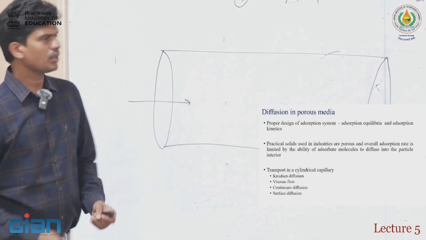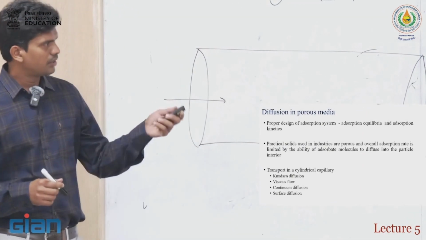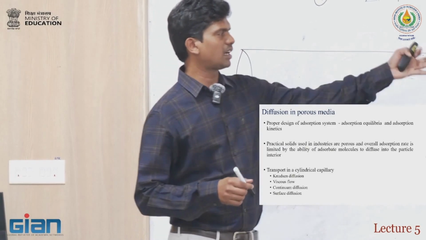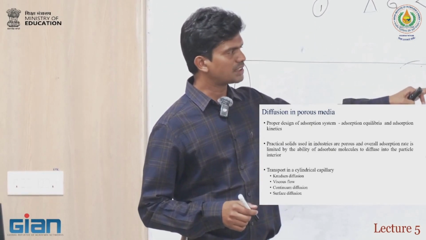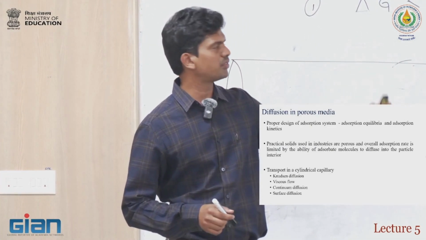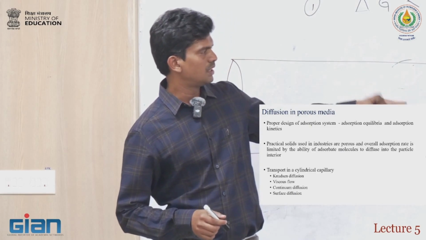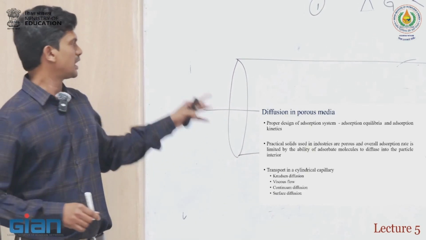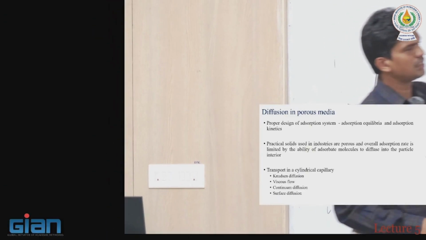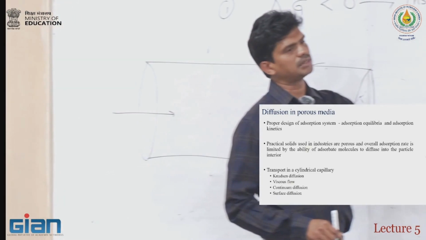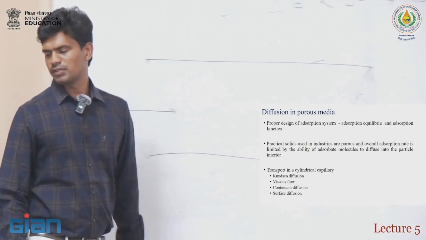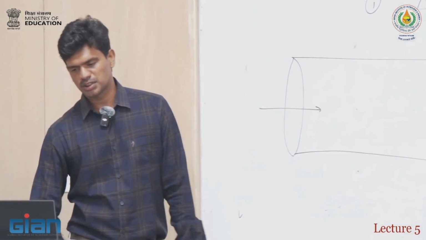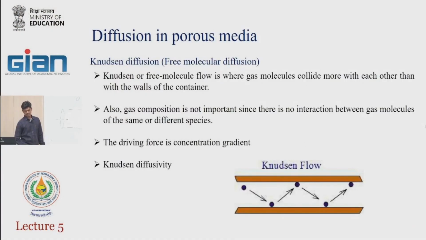So that means it can go through all these things. One is Knudsen diffusion, which we will discuss one by one, then viscous flow, then continuum diffusion, and then surface diffusion. So the gas molecules can go from here to here using any of these four mechanisms. We'll see what these mechanisms actually contribute. We'll come back to this one later.